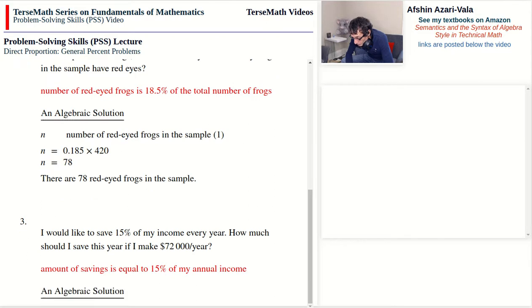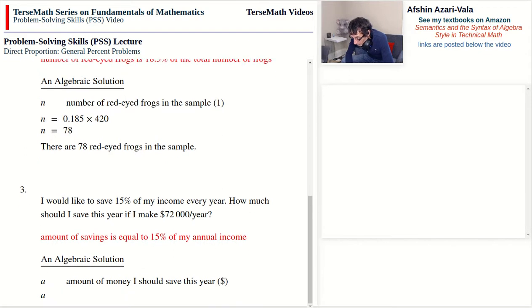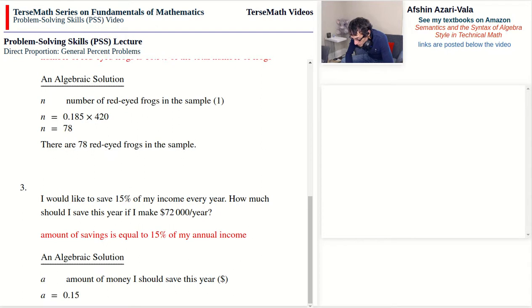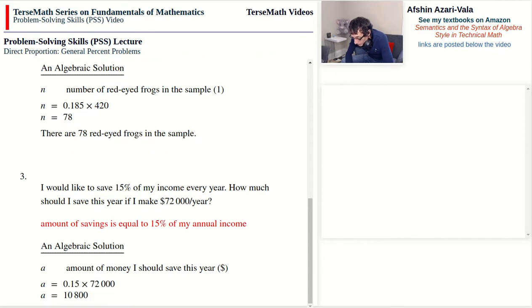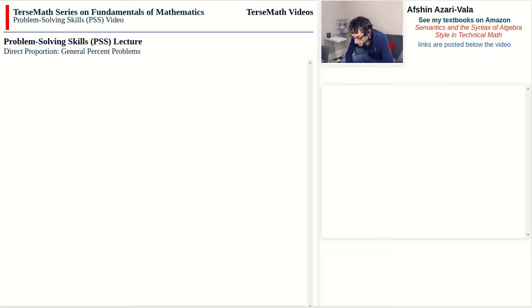And for an algebraic solution with A representing the amount of money I should save this year in dollars, the amount of money I should save becomes equal to 15% as a decimal, 0.15, of my income, which is $72,000 per year. And so I should save $10,800. Okay, so these were 3 problems which were similar to amount of discount problems.